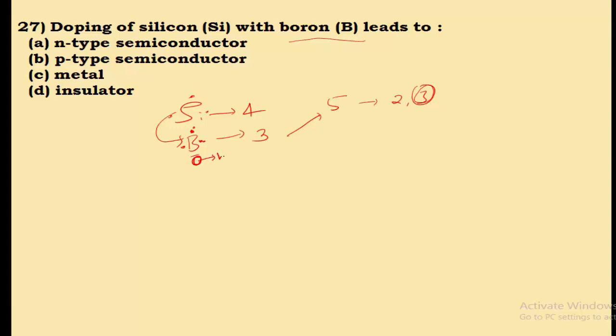Okay, and it is known as a hole, and it has positive charge. So due to the presence of positive charge or holes, the conductivity of the semiconductor will increase, and such types of semiconductors are said to be p-type semiconductors. So the example of p-type semiconductor is doping of silicon with boron, that is a trivalent element. When a trivalent element is added to the semiconductor, then it will form a p-type semiconductor. Okay, so option B is the right one.